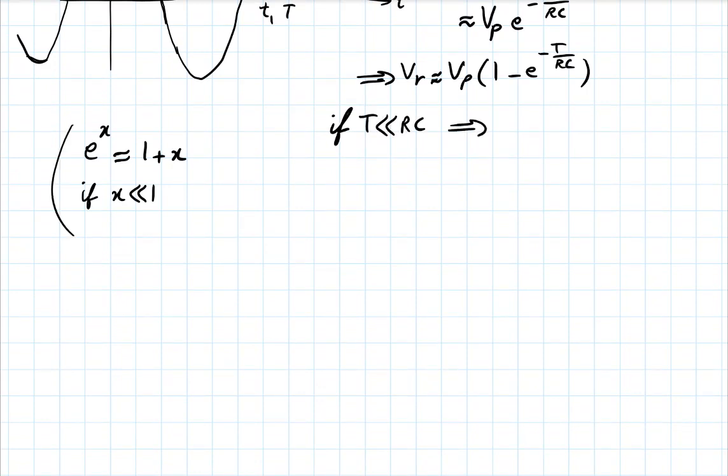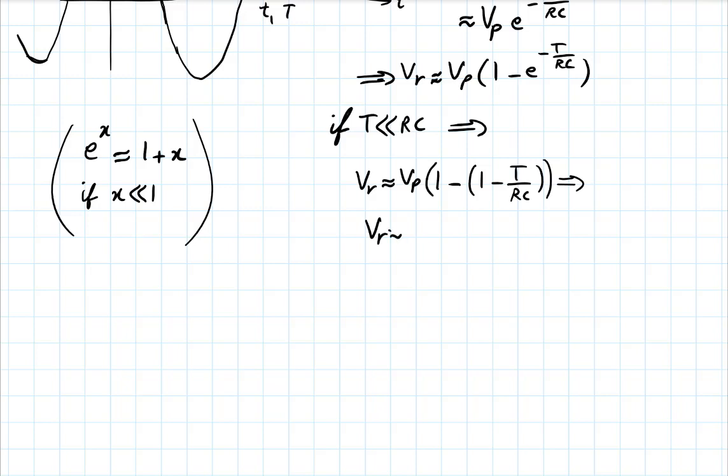Then, using that approximation, you get Vr approximately equal to Vp times 1 minus e to the some very, very small number. So that's 1 plus that small number, which happens to be minus T over RC. There you go. That's an approximate expression for the ripple. And that's the kind of thing that you would use as a design rule, right?